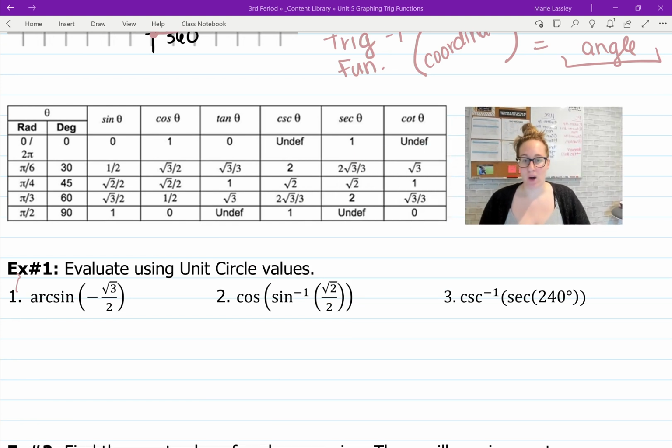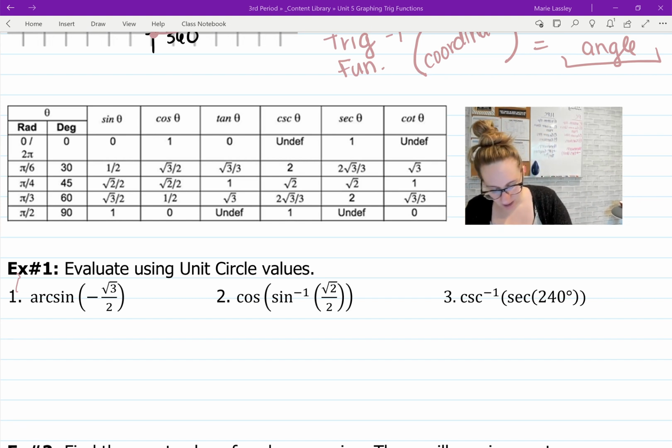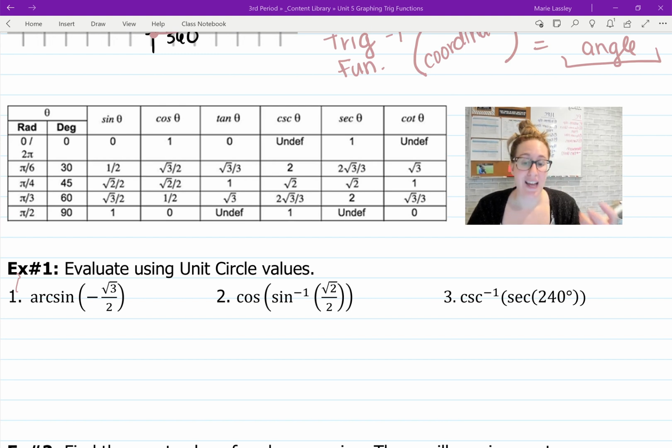Okay, so for number 1, it says arcsine of -square root of 3 over 2. So arcsine means we are doing inverse. The -square root of 3 over 2 is our coordinate value. So we're trying to figure out what angle has a sine of square root of 3 over 2. So we're going to go to the table, look in the sine column, and look for square root of 3 over 2.